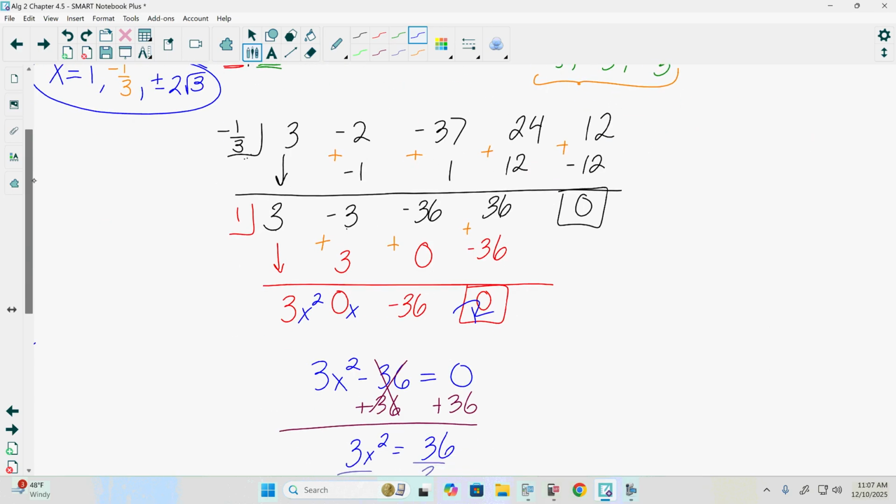That is why we had here 2 square roots of 3 and negative 2 square roots of 3. If I have one, I have to have the other. They're always going to come in pairs.